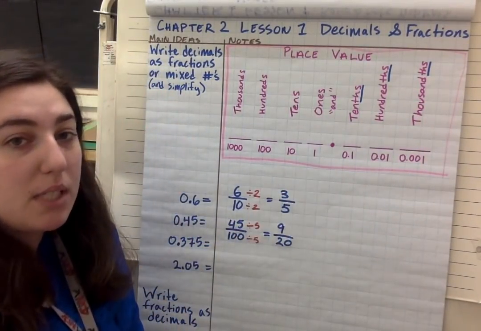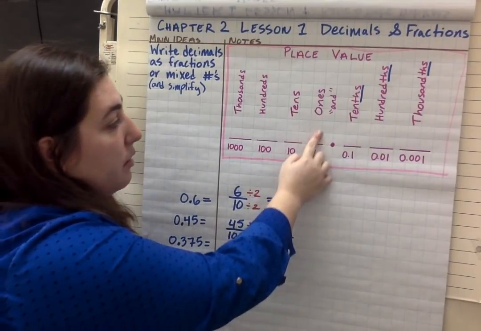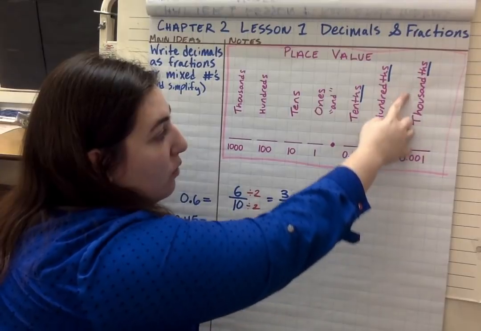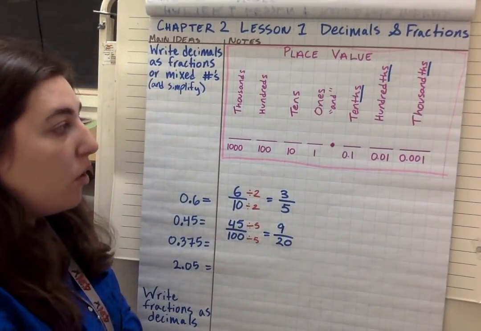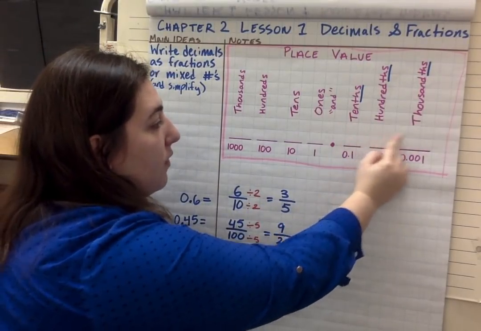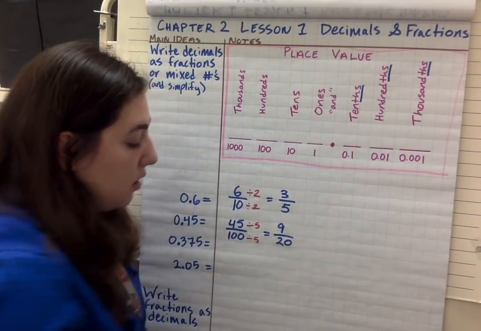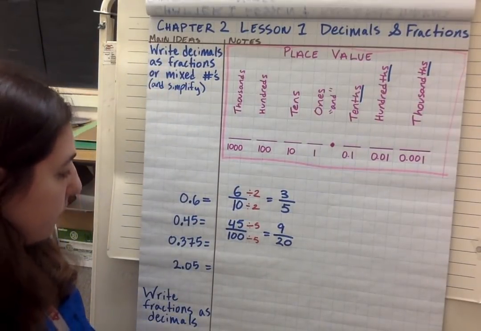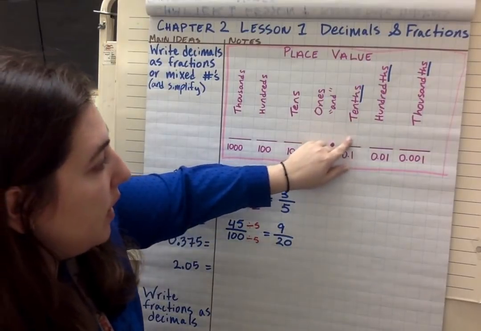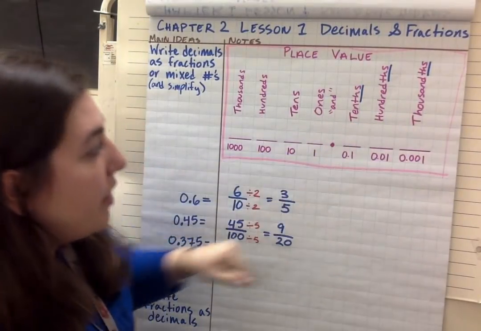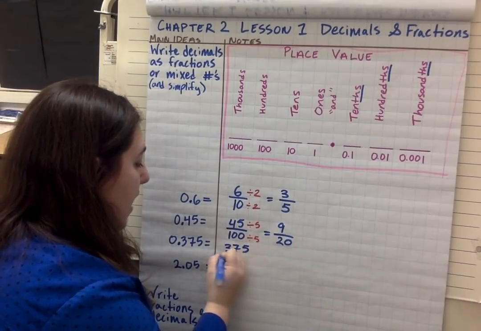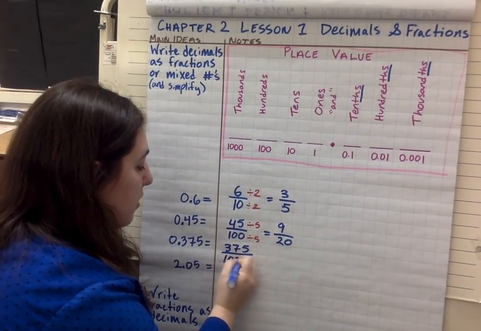So the way that we would say that is 0 and 375 thousandths. The way that I say it is the way that I'm going to write it. 375 thousandths.